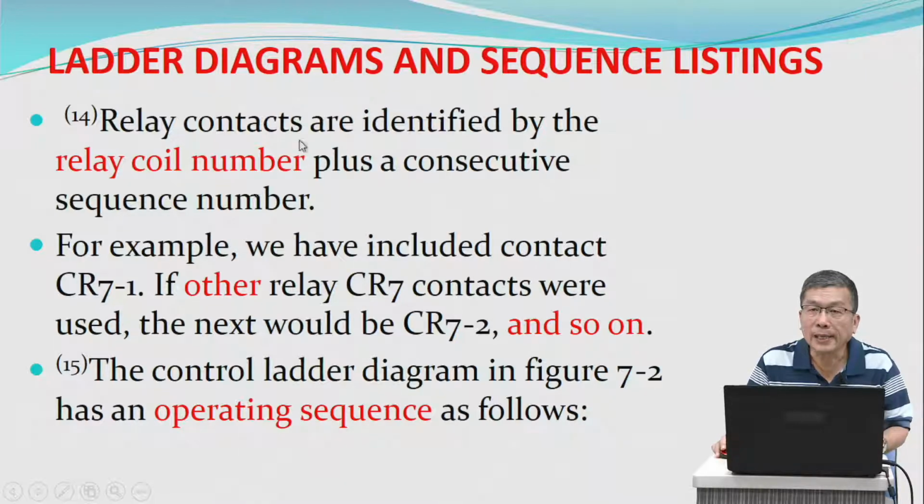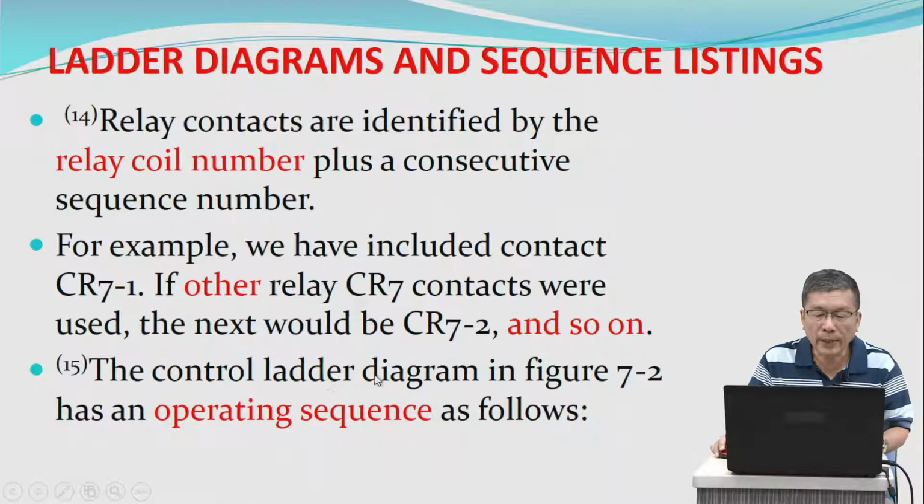Relay contacts are identified by relay coil number plus a consecutive sequence number. For example, we have included contact control relay 7-1. If other control relay 7 contacts were used, the next would be control relay 7-2, and so on.